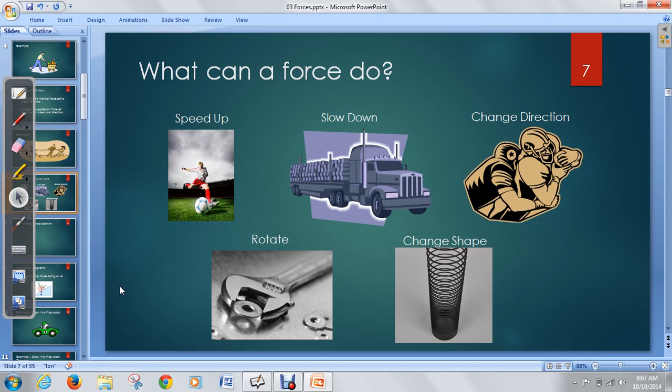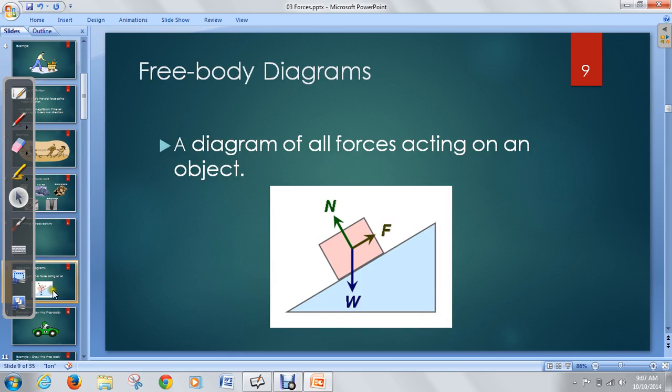So in order to figure out if something's going to speed up, slow down, or change direction, we really need what's called a free body diagram, or basically a diagram showing all the forces acting in each direction, or the net forces, as we were discussing.